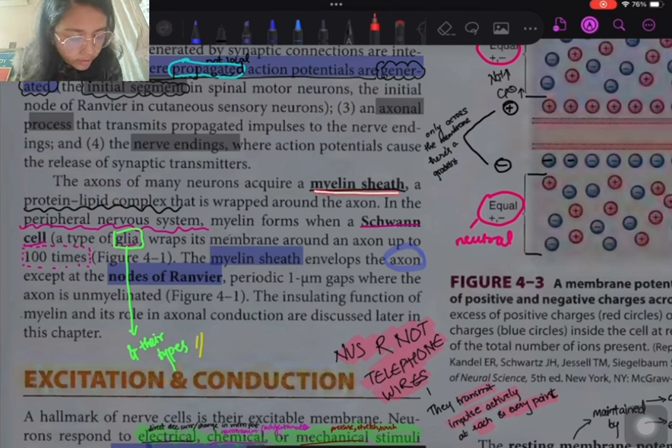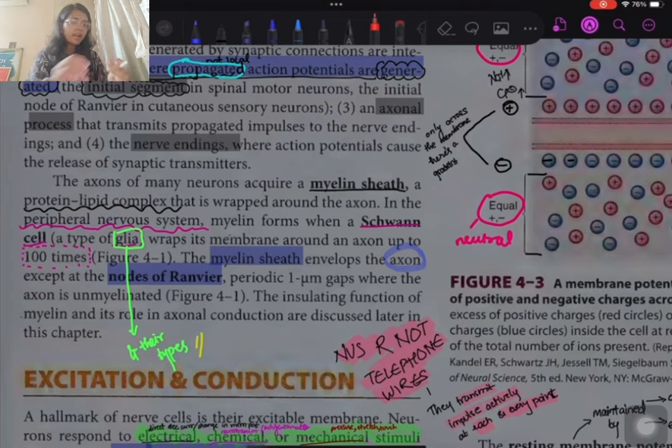Axons of many neurons will acquire a myelin sheath. What is the myelin sheath? The protein lipid complex. It is wrapped around the axon in the PNS. Why is PNS written? Because a nerve is in the PNS. In the CNS you will call it tracts. Okay. I told this in the initial part of the video only.